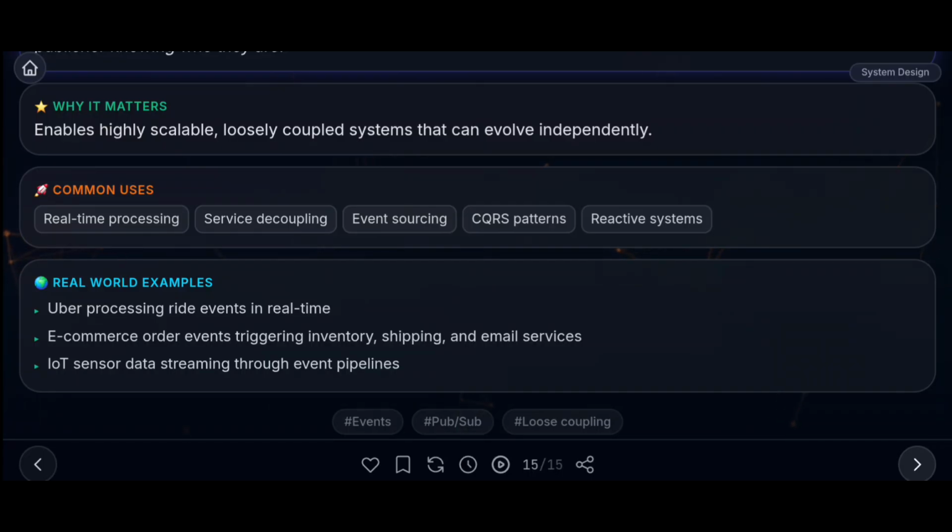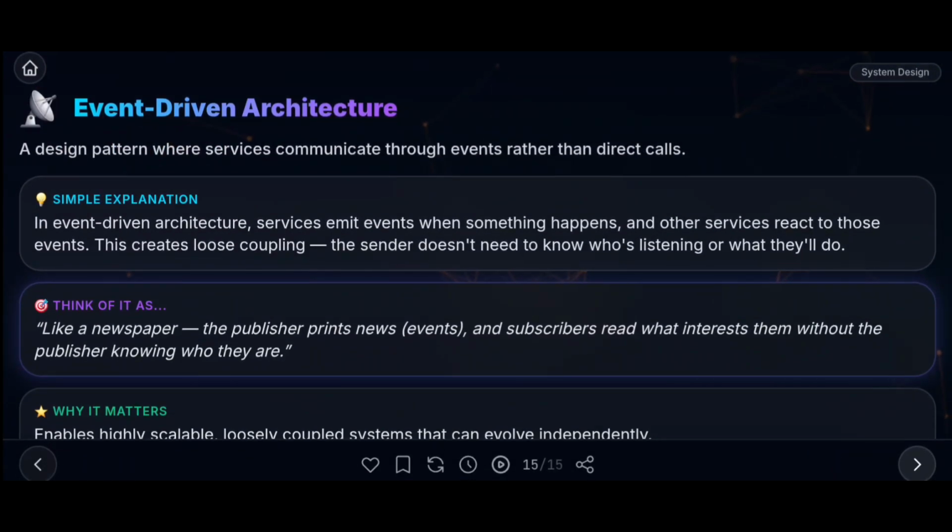Some real-world examples are Uber processing ride events in real time, e-commerce order events triggering inventory, shipping, and email services, IoT, Internet of Things, sensor data streaming through event pipelines. This is all about event-driven architecture.